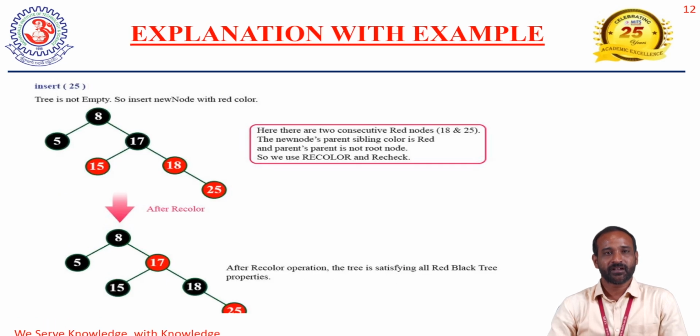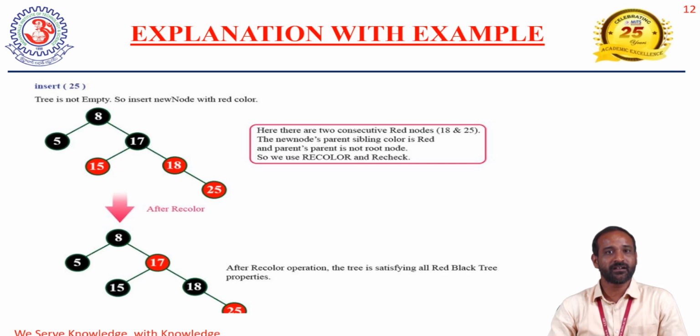Now insert the next element, 25. 25 is a new element, so we are going to insert a new element in the red black tree. That should be in red color, so 25 is red. Here again a problem came: two consecutive red nodes should not be there in a red black tree. So we check the condition. Here there are two consecutive red nodes, 18 and 25.